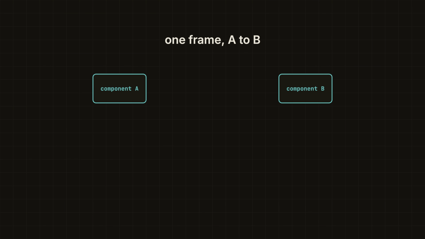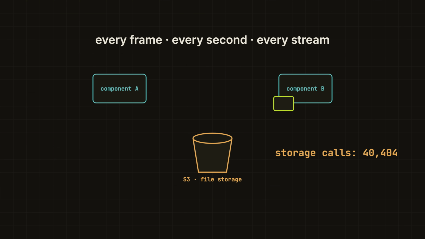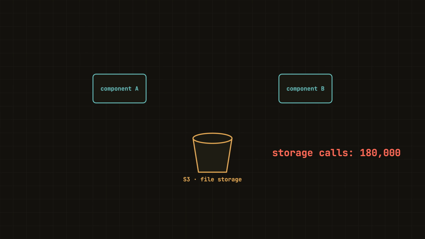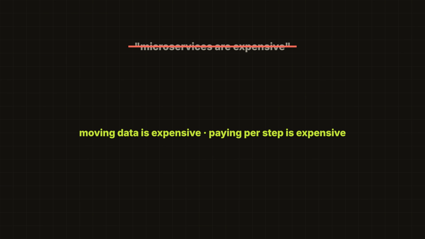And the second thing, when one component had to hand a video frame to the next one, it did not hand it over directly. It wrote the frame out to S3, which is Amazon's file storage, and the next component read it back in. And at that volume, every frame, every second, every stream, those storage calls got expensive. And again, that is them saying it, not me guessing. So it is not microservices are expensive, right? It is that moving data between components is expensive and paying per step is expensive.